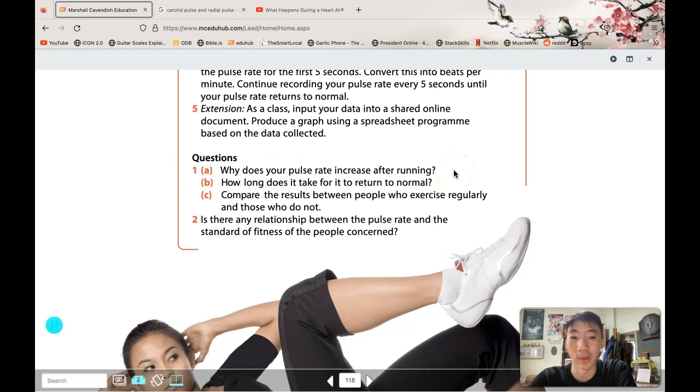It depends on person to person. Some people who are healthy, they exercise and within a few minutes they're back to normal, but others take a longer time. So exercising regularly is important because this trains our heart muscles and allows our heart muscles to become stronger.